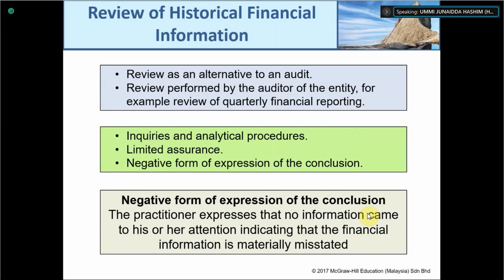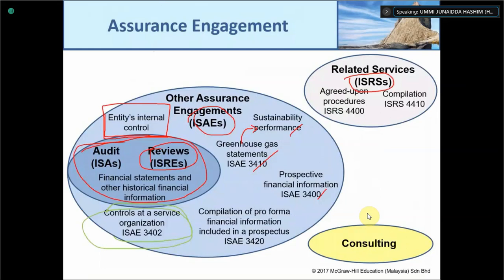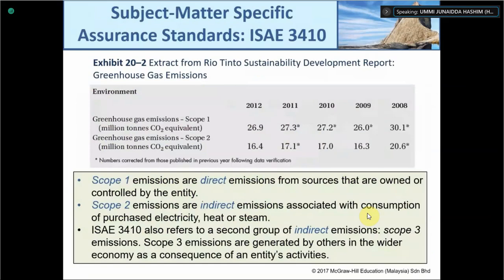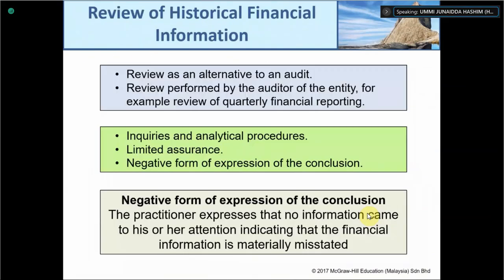So review performed by the auditor of the entity, for example review of quarterly financial reporting. In this process, what the auditor can do is inquiries and conduct analytical procedures. And in this situation, if there is limited assurance, kalau reasonable barulah positive form of conclusion. Kalau tengok balik slide yang sebelum ni, limited assurance ialah negative form of expression of the conclusion, kalau reasonable baru positive. So in this case limited assurance, the practitioner ataupun kita refer pada auditor expresses that no information came to his or her attention indicating that the financial information is materially misstated.